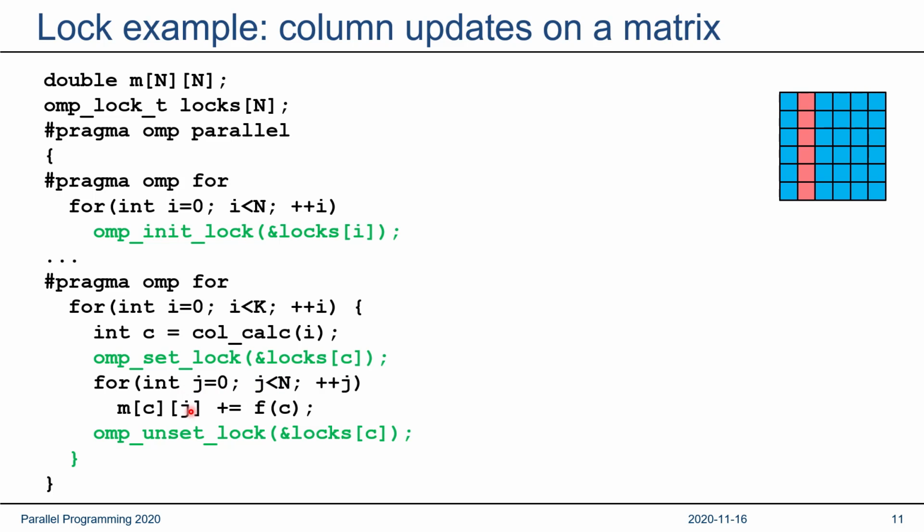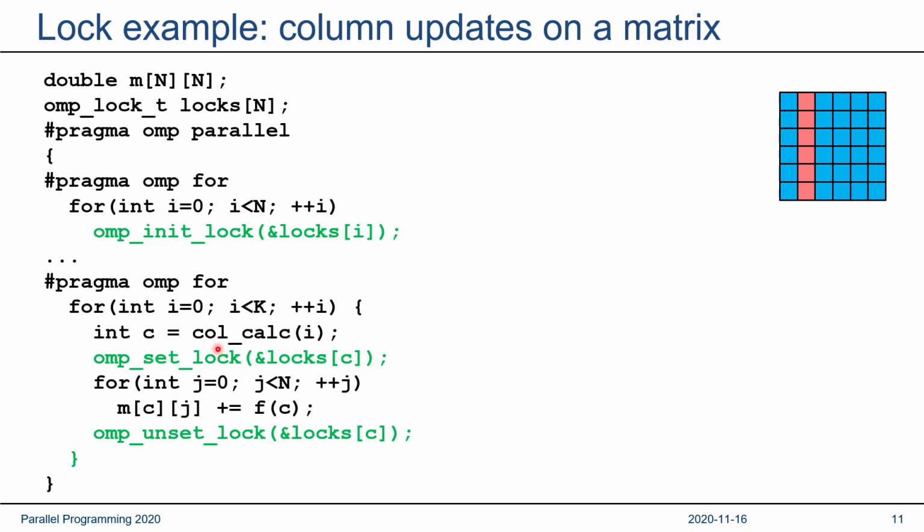Now, the problem here is that you don't know what the outcome of the calc function is. So if you don't synchronize the access to the columns, it may be that multiple threads update the same column at the same time, which would give us a race condition, and that's not good. So we need to protect each column. Now, we cannot do this with named criticals because we don't know how many columns there are.